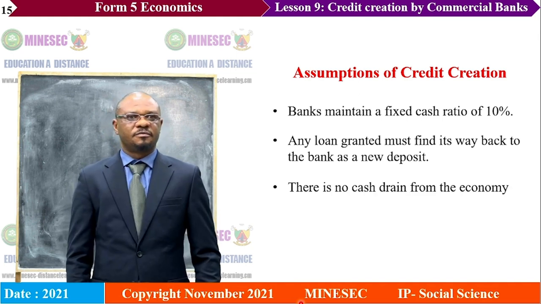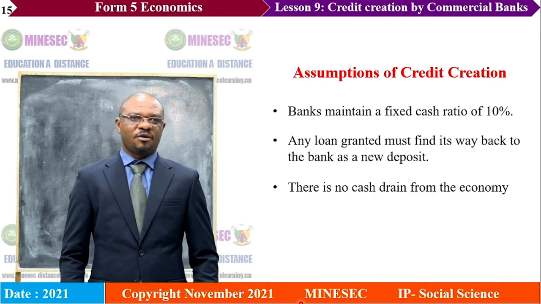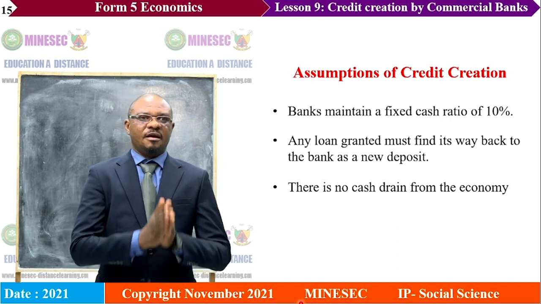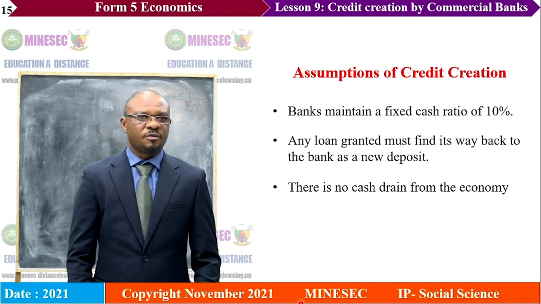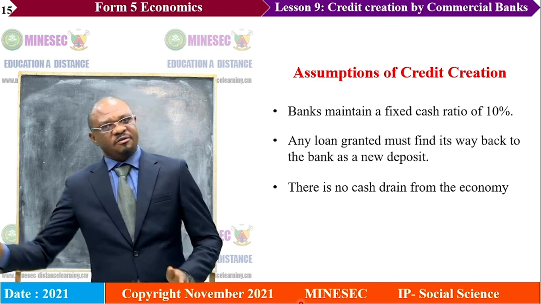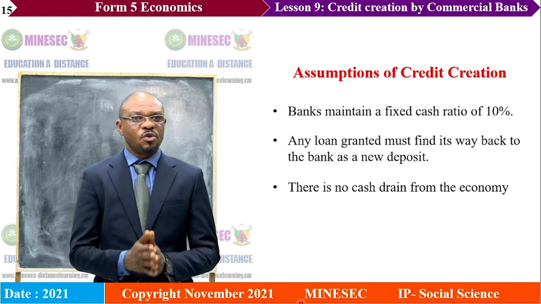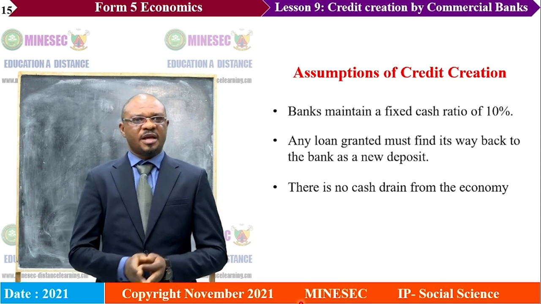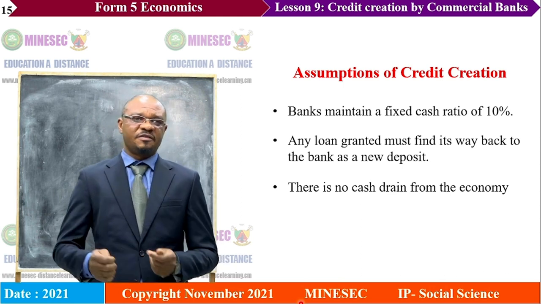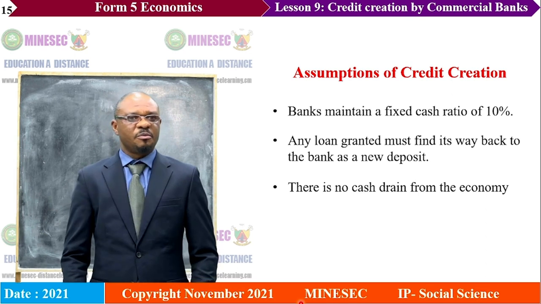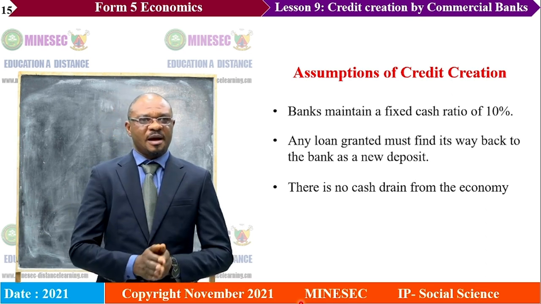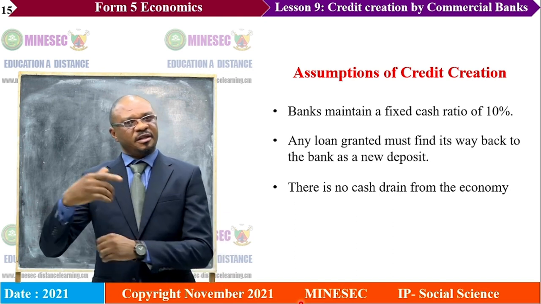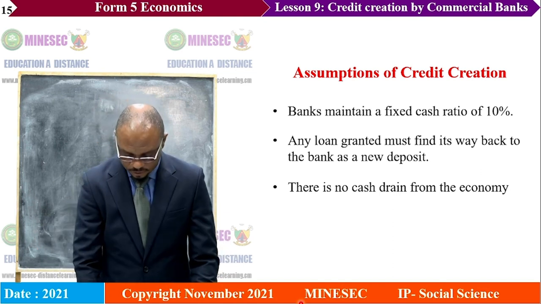Assumption number three, there is no cash drain from the economy. It means that people don't borrow money and then spend the money out of the country. People don't leak the money away from the currency. So no cash drain. Cash drain sometimes may come as a result of balance of payment deficit where we pay too much for imports. But in this case, we assume that when people borrow money from the bank, they spend it only within the economy, the money does not flow out of the economy.